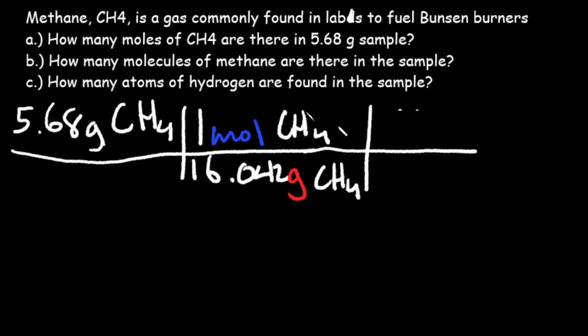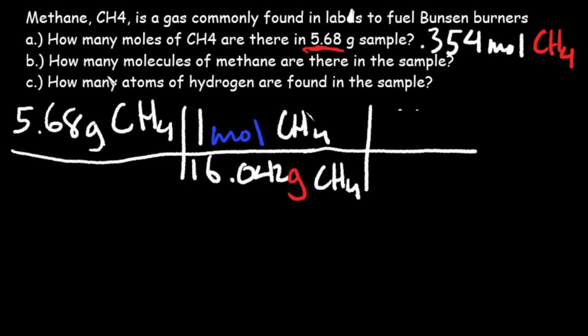So 5.68 divided by 16.042 equals 0.354 moles of CH4. You want to keep 3 significant figures because the value that we started with only has 3 significant figures. So your answer wants to have 3 significant figures.